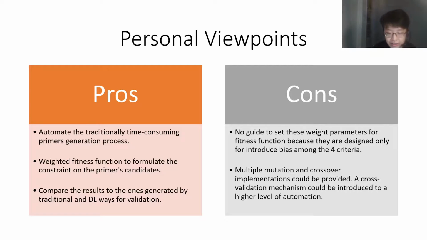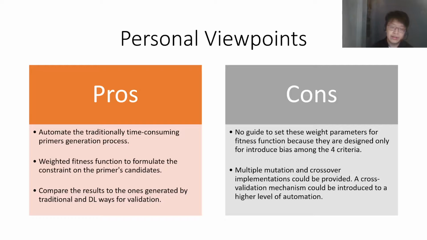In my viewpoint, there are both advantages and some potential issues with this research. For the positive aspect, the author used the evolutionary algorithm to automate the traditionally time-consuming primer generation process, and designed a weighted fitness function to formulate the constraints on the primer candidates. What's more, they also compared the results between the EA and the traditional DL method.